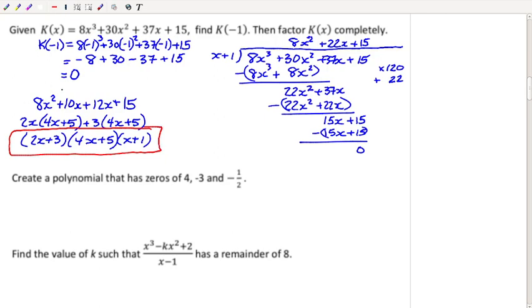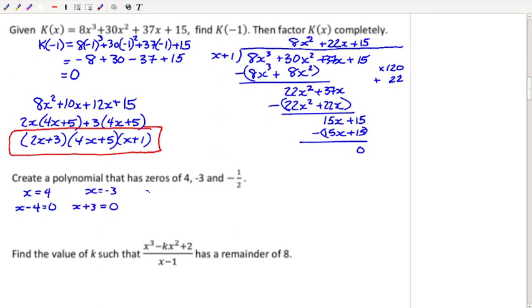Alright, next one. Create a polynomial that has zeros of 4, -3, and -1/2. So remember, if I have zeros, just like I showed you up there, I'm going to end up with x equals 4. Move that over to the other side. One of my factors is going to be x minus 4. If I have a zero of x equals -3, move that to the other side. One of my factors is going to be x plus 3.